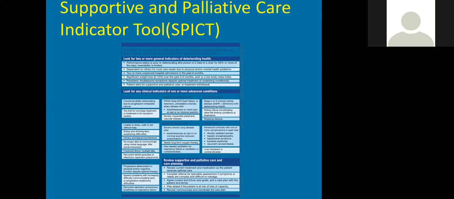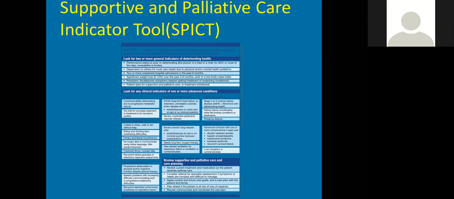There is a very interesting Supportive and Palliative Care Indicators Tool. I recommend that when you get time, you go online and look at this SPICT. It's a very nice one-page document which tells you when to refer to palliative care across different conditions: kidney disease, heart disease, respiratory disease, liver disease, cancer, and frailty. For every condition, there are very nice bullets, a very quick reference that says when you have these conditions, refer to palliative care. I'll give you some examples.